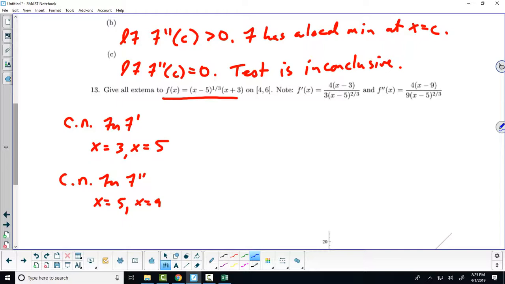I'm not going to do anything with it. How come? It's not in the interval that we're considering, right? So be careful with that. This is where I'm saying there's sometimes a lot more going on with these questions than we see in just the polynomial cases. Okay? So we're not going to consider that one. It's the same with x equals 3 for the first derivative.